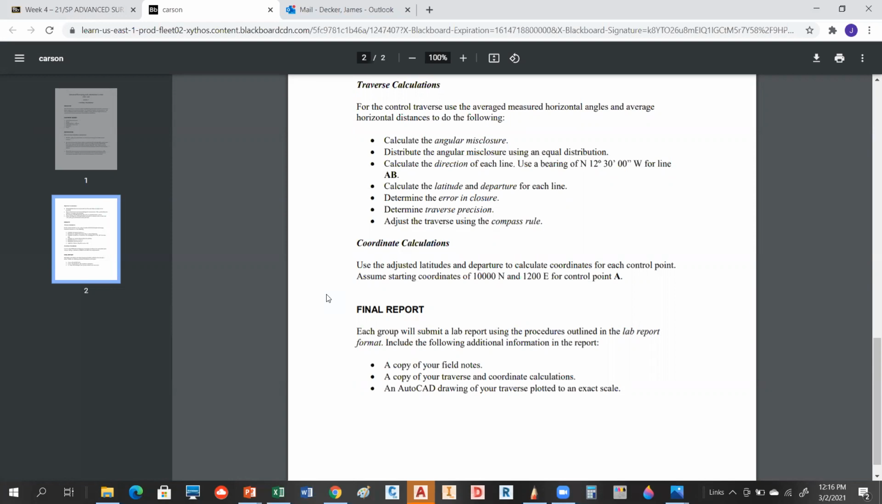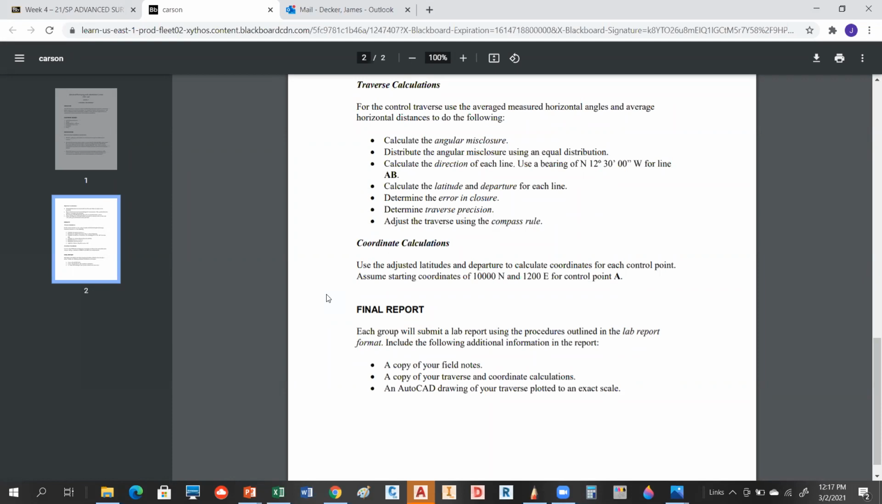For the direction you're starting with, you're given a starting direction of line AB of northwest 12°30'00". When you come around with that and use your adjusted angles, you should calculate a direction for each line: AB, BC, CD, and then D back to A, just like we did in class. Once you do that, you're going to calculate your original latitudes and departures, which will allow you to calculate your error of closure and your precision.